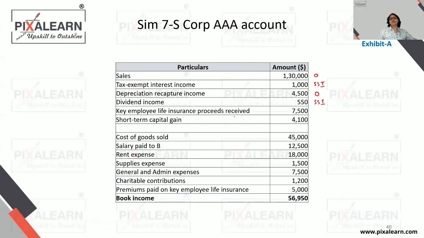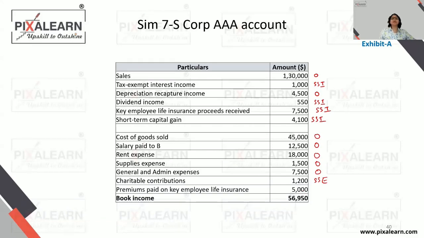Key employee life insurance proceeds received: 7,500. Ordinary or separately stated? Definitely not a part of my normal business income, so it is a separately stated item. Short-term capital gain is a separately stated item. Cost of goods sold is ordinary. Salary paid to B is ordinary. Rent expense is ordinary. Supplies is ordinary. G&A is ordinary. Charitable contribution is a separately stated item of expense.